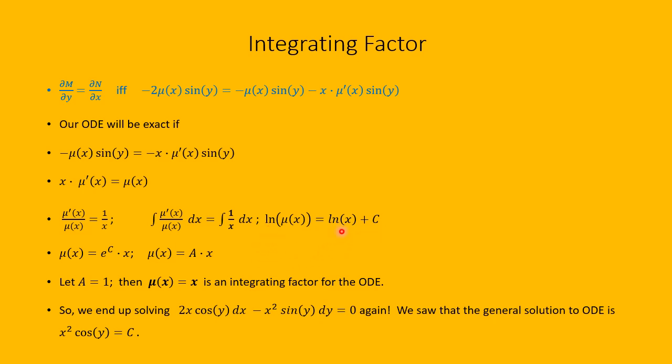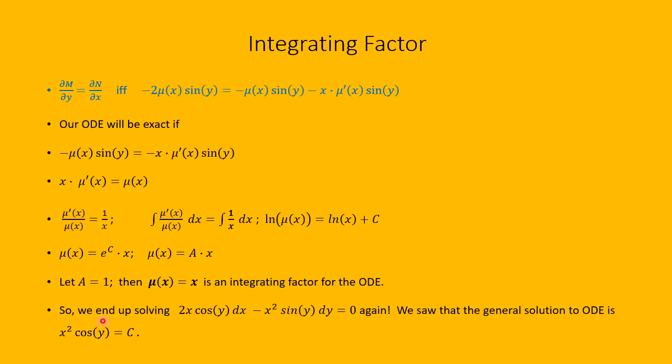Take exponentials of both sides, and we can write the equation as mu of x equals e to the c times x. C is an arbitrary constant, so e to the c is basically an arbitrary positive constant. So mu of x is an arbitrary constant times x. If I let a be 1 here, then mu of x equals x is an integrating factor for the ordinary differential equation. I could have used other constants also. 2x would be an integrating factor, pi times x would be an integrating factor, any constant times x.